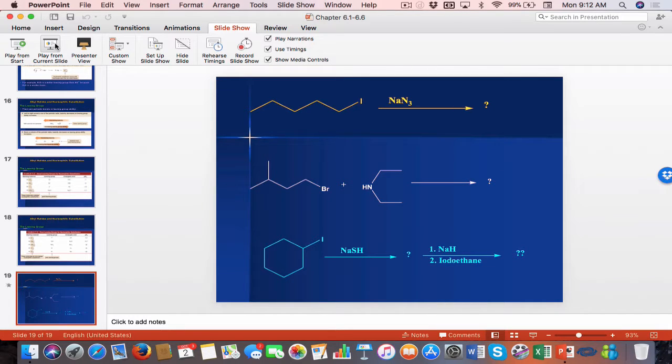Good. Where did the iodine go? I did not draw it. What would it end up being? It would be sodium iodide. Yep, it would be a salt that would fall out. Good catch.